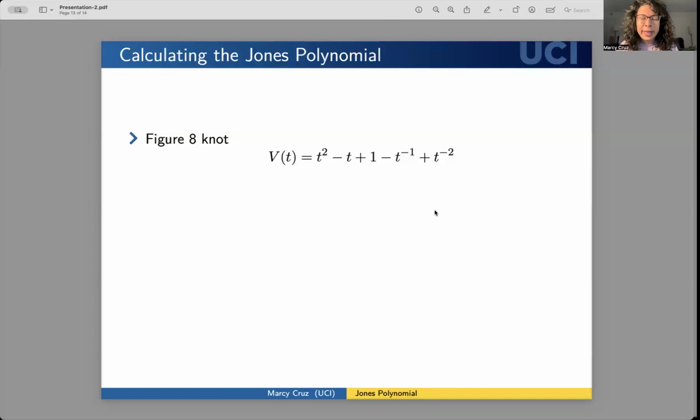I plan to add an example of this being worked out, but as of now, I'm just going to show a couple of examples of these polynomials. The first being the figure eight knot.